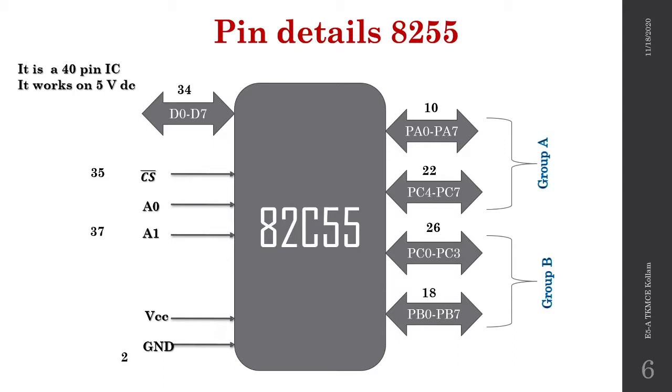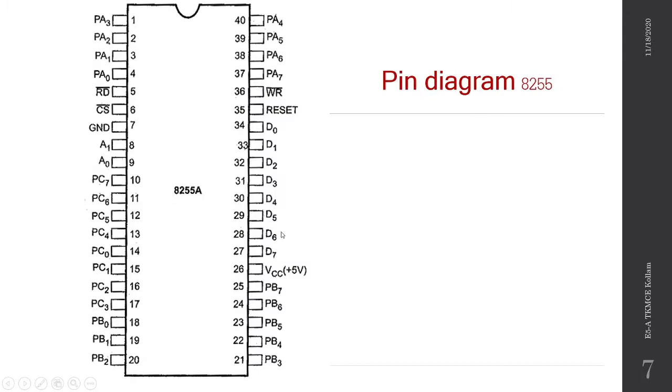Next, in order to control read and write operation, two control signals are required, that is the RD bar signal and the WR bar signal. So total count becomes 39. Then in order to reset this one, we need a reset signal. So total pin count becomes now 40. So this is the pin diagram of 8255.